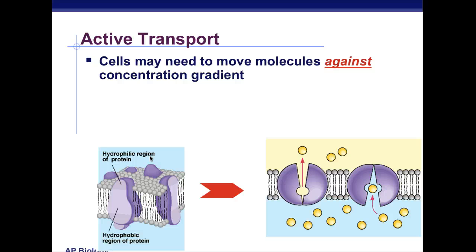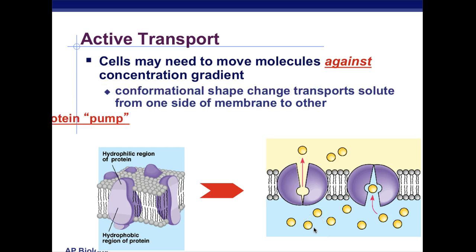Active transport is the opposite of passive transport. This is where molecules are transported against the concentration gradient from an area of low concentration to an area of high concentration. And in order to do this, a protein pump is necessary as well as a supply of energy. So the protein pump is going to take molecules from an area of low concentration and move them against the gradient to a high concentration.